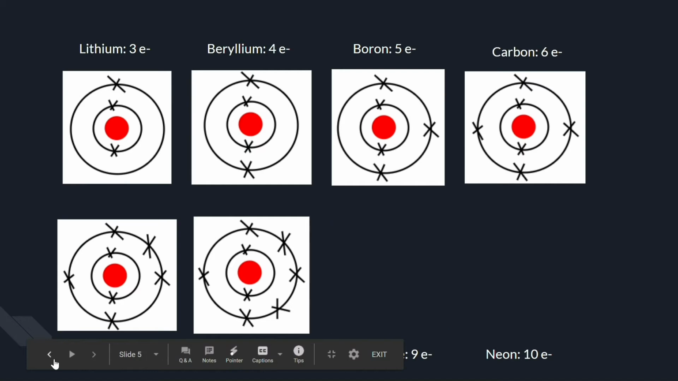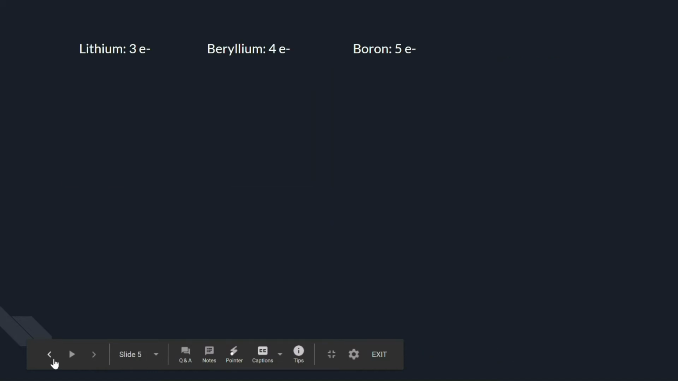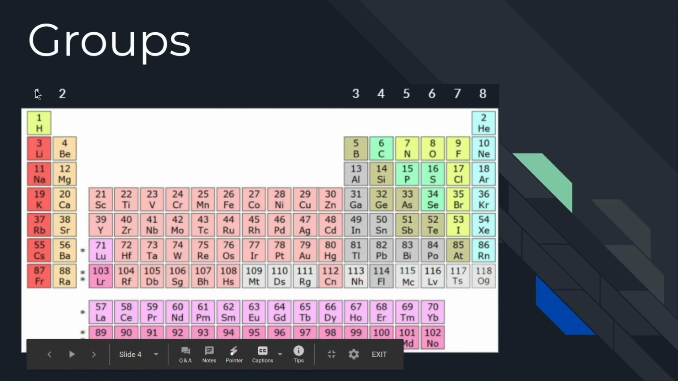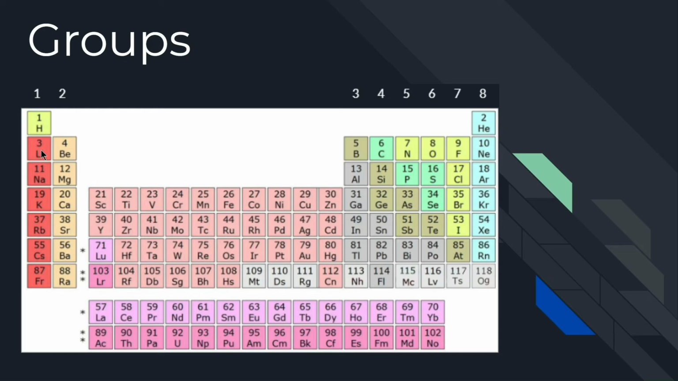So if we take a look at the previous slide, we have group 1, group 2, group 3, group 4, group 5, group 6, group 7, and group 8. Can you notice one thing? Once we go across, our electron number actually increases. So if you look at lithium, we have 1 electron on the outer shell. Beryllium, we have 2 electrons on the outer shell. Boron, we have 3. Carbon, we have 4. Nitrogen, we have 5. Oxygen, we have 6. So these group numbers actually represent the number of electrons on the outer shell.